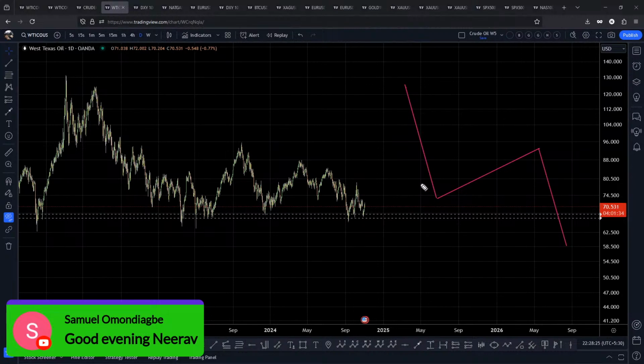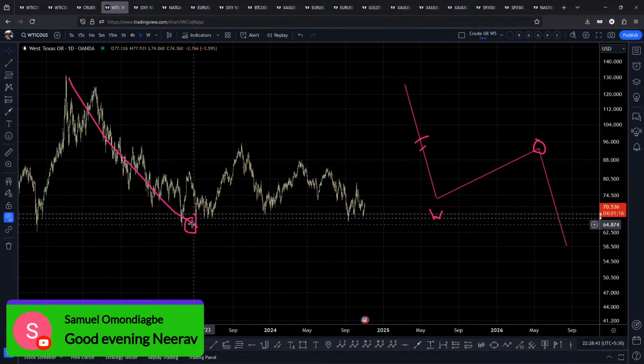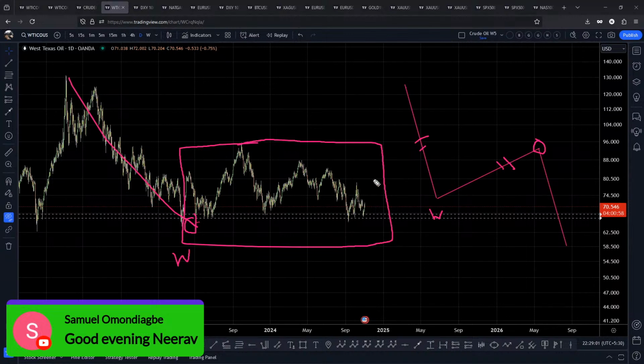And I'm assuming that this leg down ends over here. W or A, whatever, doesn't really matter. And the possible B or X either is complete. No, actually not complete. I'm under the assumption that it is still continuing. So I'm assuming that the second leg, this leg, is still under continuation. Perhaps it will become a running, perhaps it will become a triangle, perhaps complex itself. Whatever the case may be, this range can see some further movement.